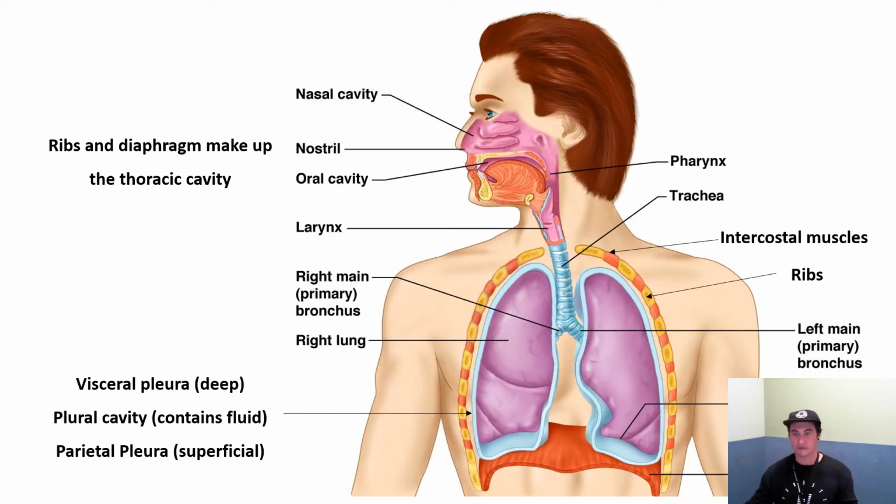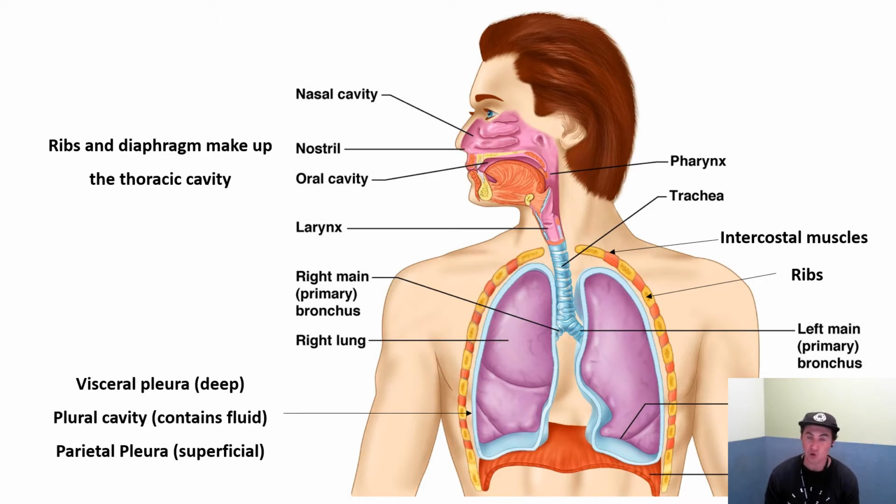Here's a diagram of different structures within the respiratory system. Just note that on the previous slide we didn't have the diaphragm, which is a muscle that sits up inside the ribs. When it contracts, it pulls down. You've also got little intercostal muscles that sit in between your ribs.